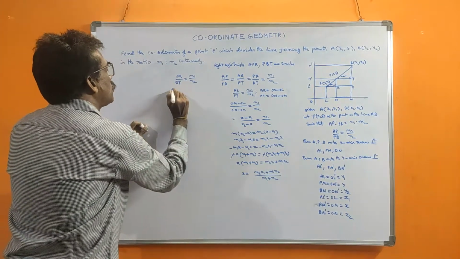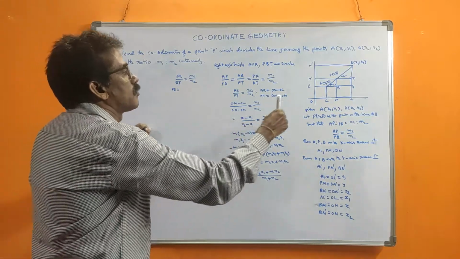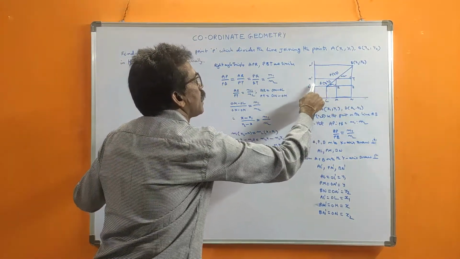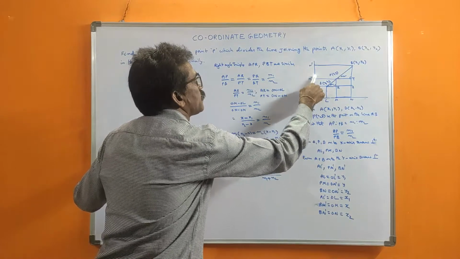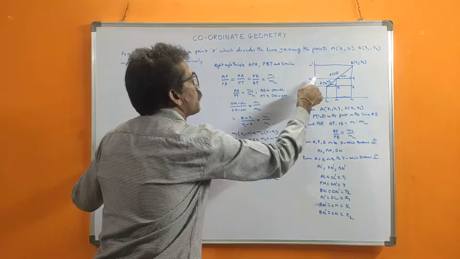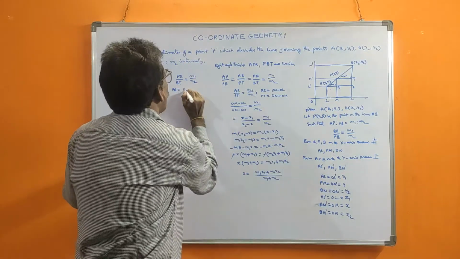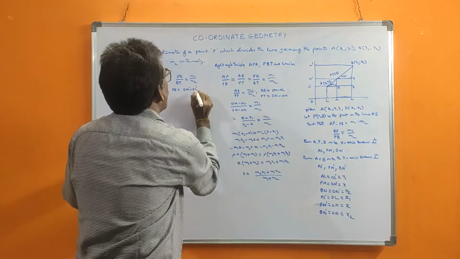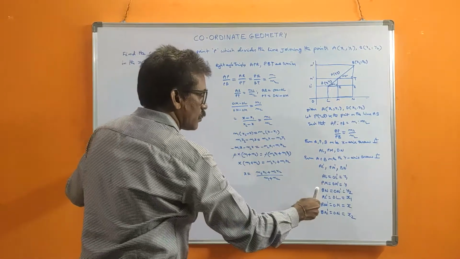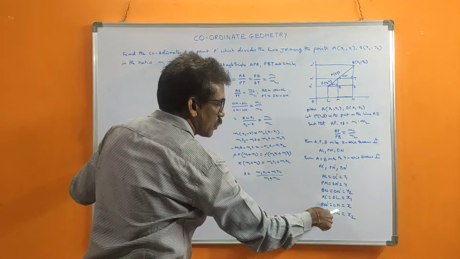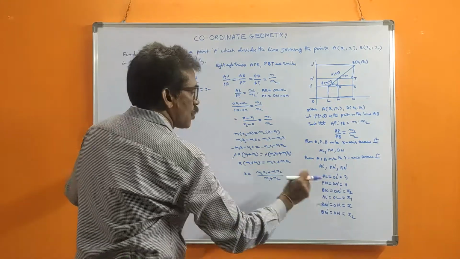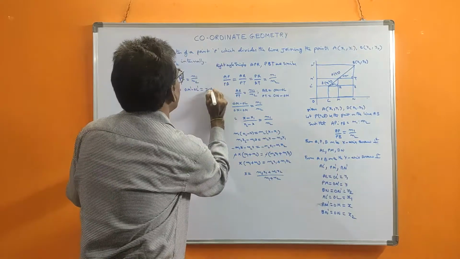Now write PR. What is PR? PR is this L dash M dash. In terms of O, how can you write this length? OM dash minus OL dash. That is here only I am writing. OM dash is what? OM dash is y minus OL dash is y1.